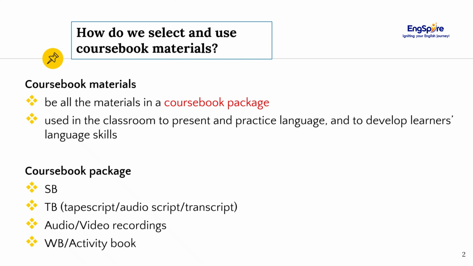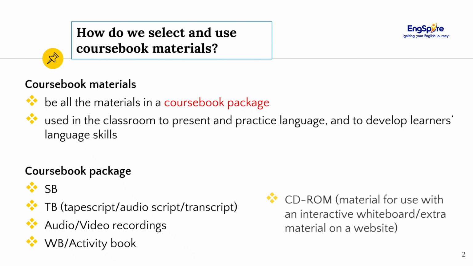In addition, many packages include a workbook or activity book. This usually contains extra practice material for homework or self-study. Sometimes there may also be digital components such as a CD-ROM, resources for an interactive whiteboard, or extra material on a website. So, when we talk about coursebook materials, we are not just talking about one book, but a whole set of tools designed to support teaching and learning in different ways.